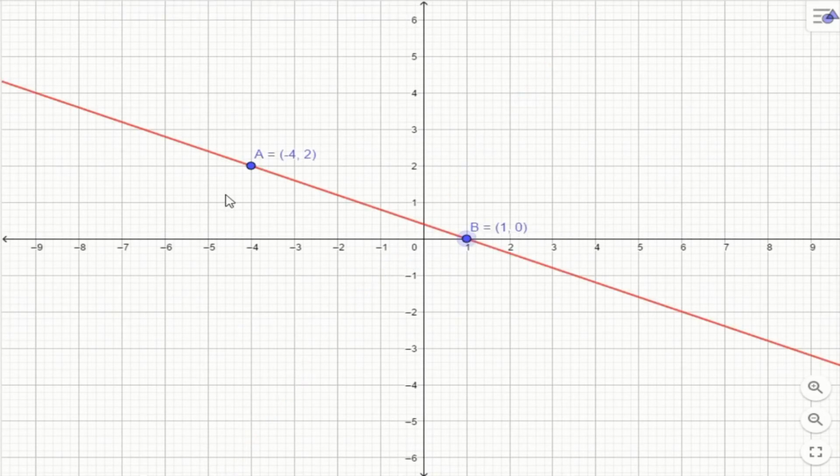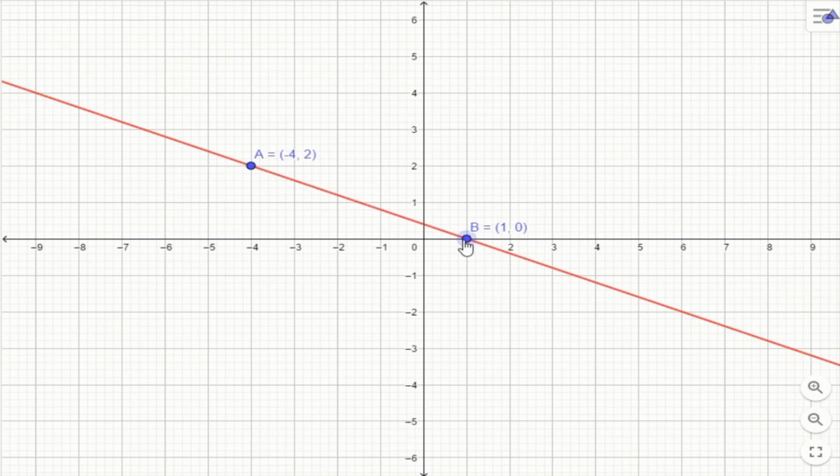For our next example, we have this graph. So, let us count ulit. Let us count again from this point. Let us form an imaginary right triangle. So, 1, 2. So, that is your number of units of rise. 2 units. And then, from this point hanggang doon sa next point, let us count. 1, 2, 3, 4, and 5. So, 5 units of run. So, 2 units of rise over 5 units of run, or 2 over 5.